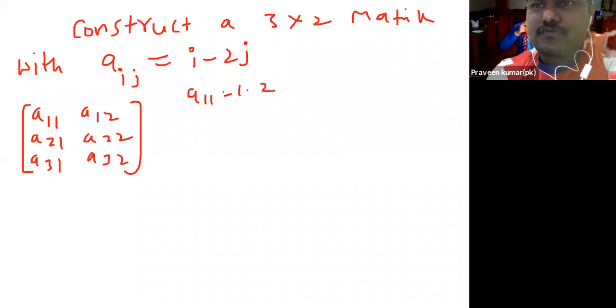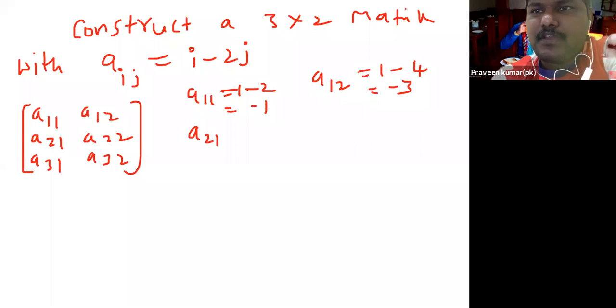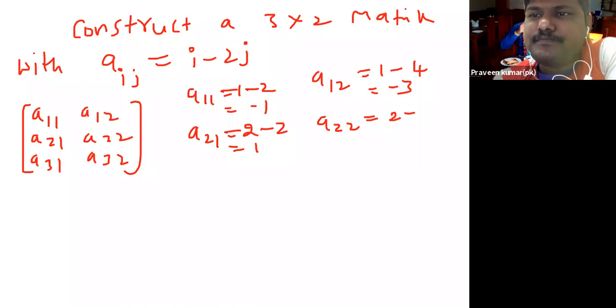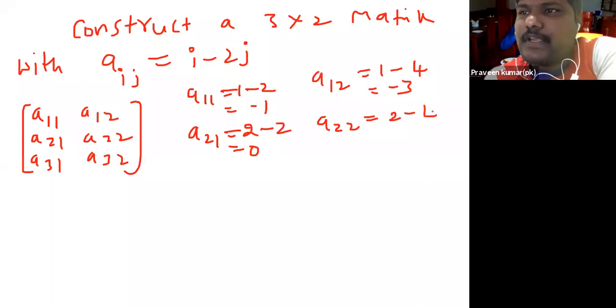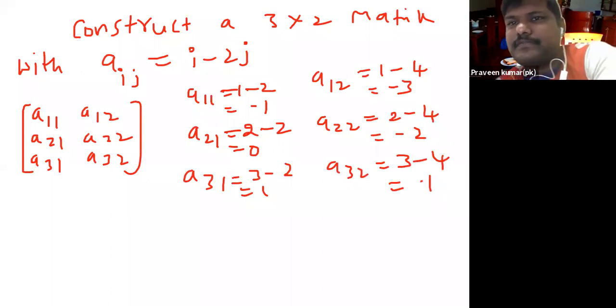A11, 1 minus 2, minus 1. A12, 1 minus 2 to the 4, minus 3. A21, 2 minus 1, 1. A22, 2 minus 2, 0. A22... 2 minus 2, 2s are 4, minus 2. A31, 3 minus 2, 1. A32, 3 minus 4, minus 1.